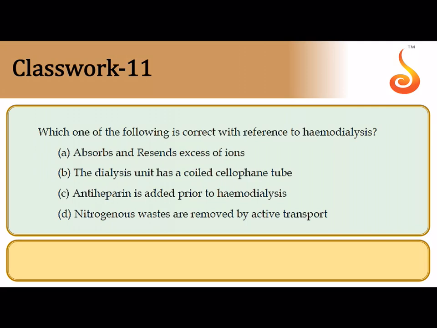Which one of the following is correct with reference to hemodialysis? Now you know that in hemodialysis you are sending the blood of the patient who is suffering from kidney failure into a dialysis unit which has a coiled cellophane tube. Cellophane is semi-permeable, immersed in a liquid solution called dialysing fluid or dialysate. So obviously the answer is it has a coiled cellophane tube. As the blood passes through the tube, the surrounding fluid has no urea, so urea diffuses from the blood into the surrounding fluid, and finally the blood coming out of the hemodialyzer is pure.